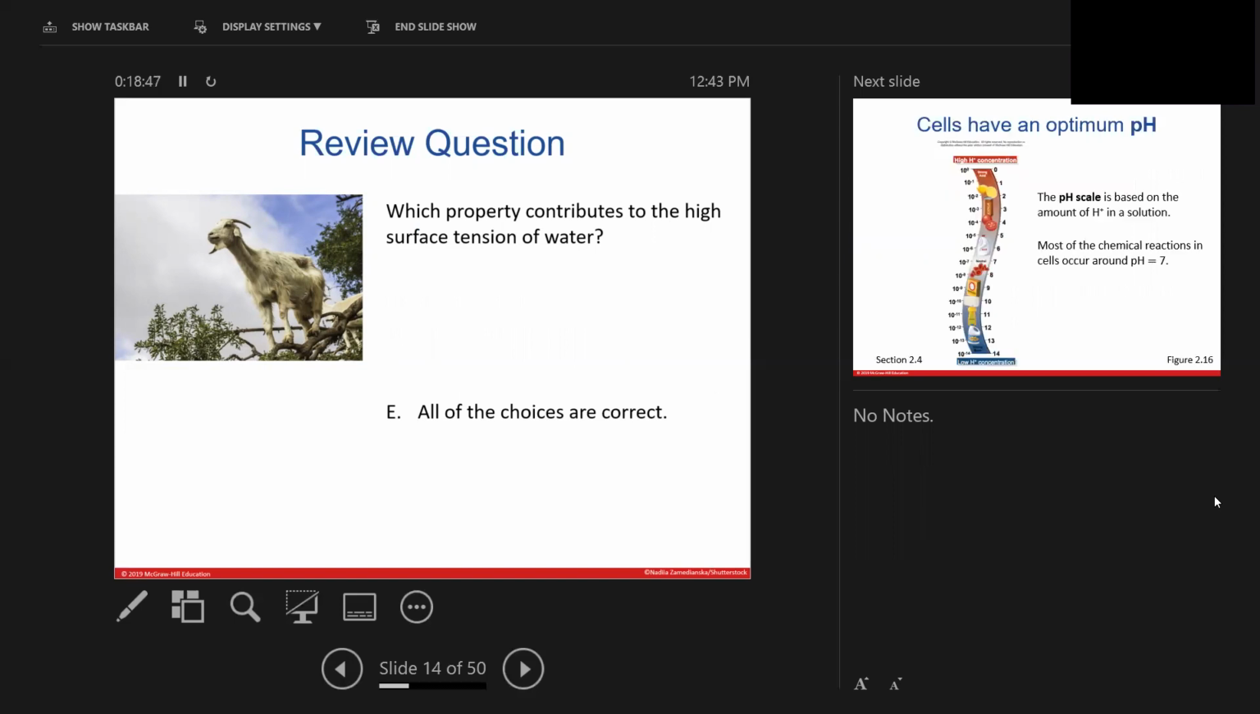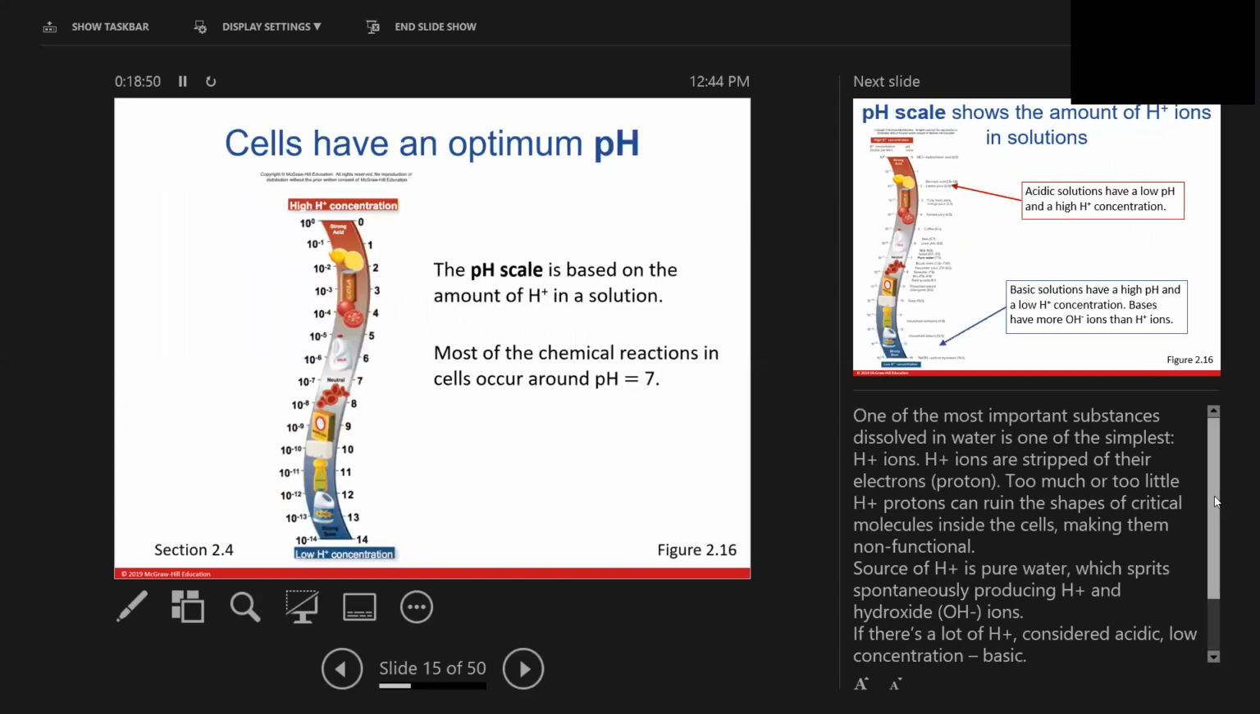All right, pretty straightforward. Now cells have to have an optimum pH. The pH scale is based off of how many hydrogen ions are in solution. So remember back to the fact that water is really good solute, or a solvent, to break things into solution. There's a lot of other solutions as well that you can test pH for, but it's easier to just think about it in terms of water. Now, most chemical reactions in the cell occur around a pH of 7. So your body's going to have to maintain that pH of 7 through a variety of different reactions, just to allow the chemical reactions you need to function to happen.